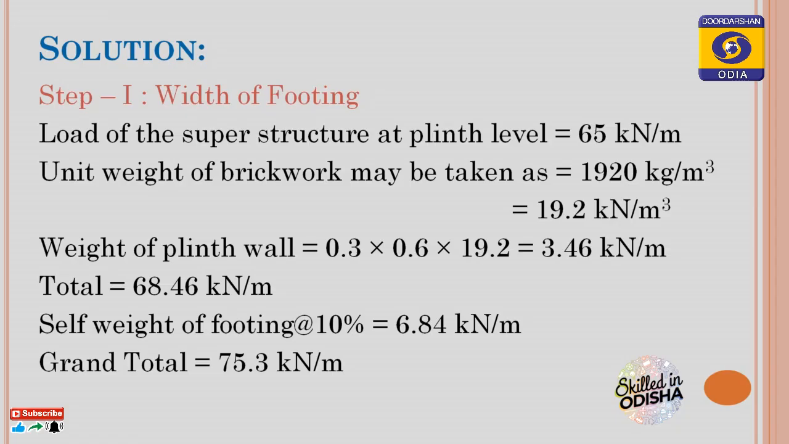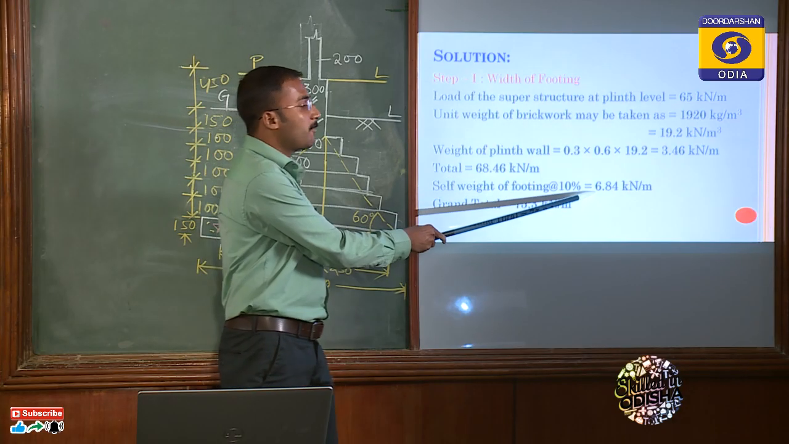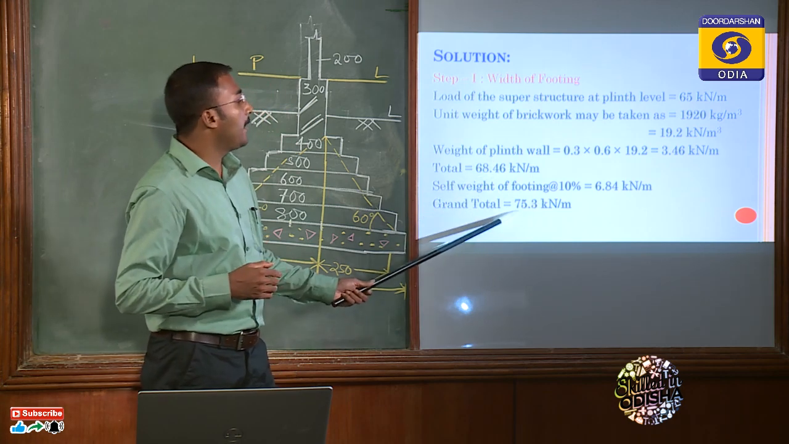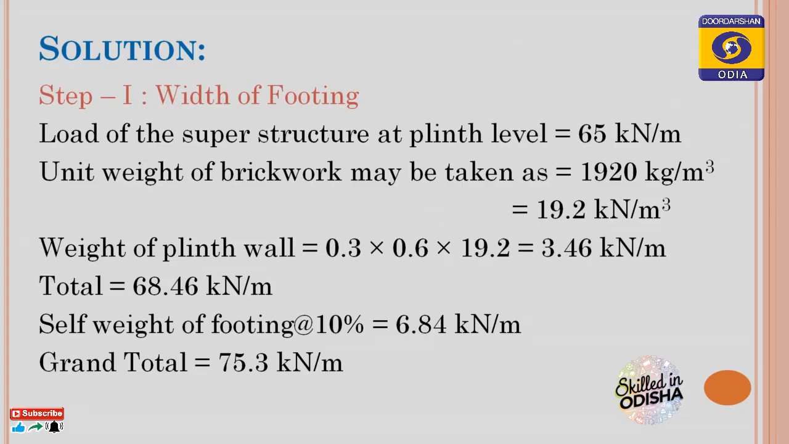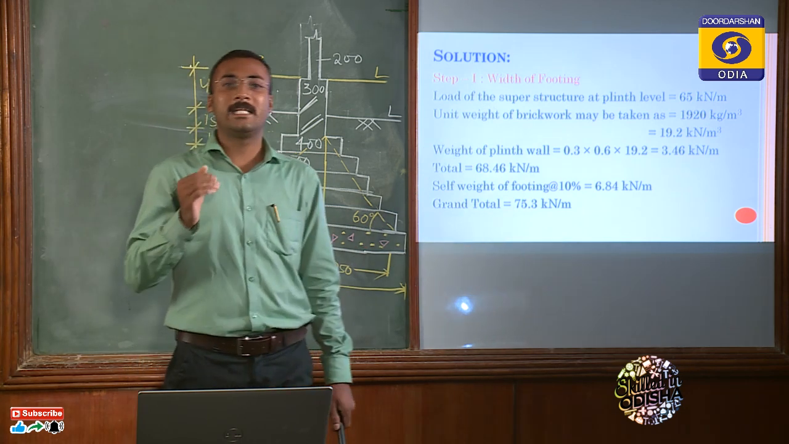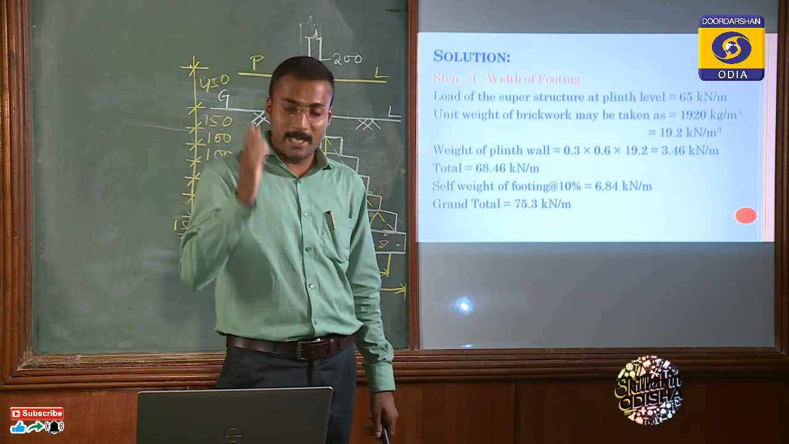So this will be added to this 68.46 kilonewton per meter. So 68.46 kilonewton per meter plus 6.84 kilonewton per meter comes to 75.3 kilonewton per meter. So taking this load of 75.3 kilonewton per meter, we have to design this masonry wall footing.